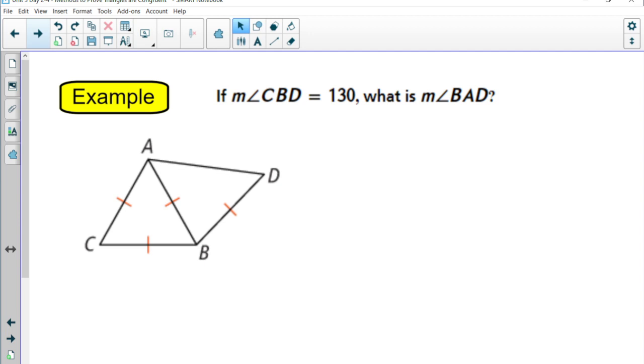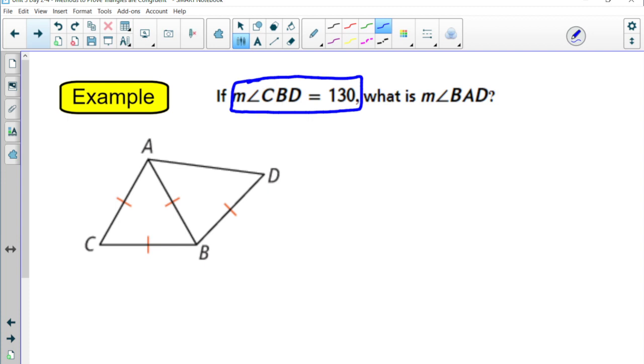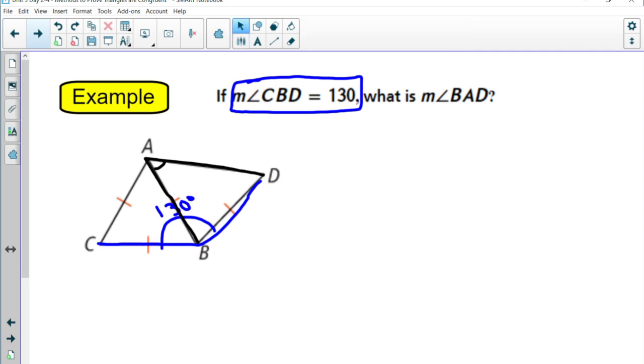Next. All right. Now we're going to discover something here, and it's going to make use of the transitive property. So here we go. We're told that CBD is 130 degrees. So measure of angle CBD, that angle is 130. And our end goal is the measure of angle BAD, this angle right here. Always helps to trace that out.